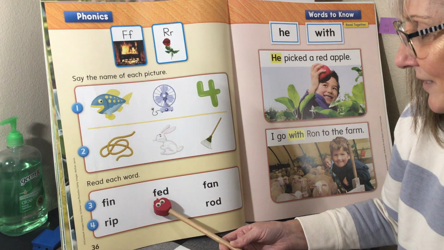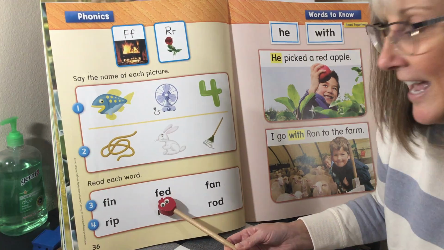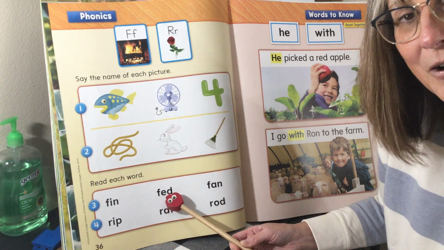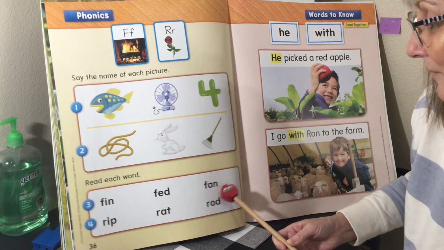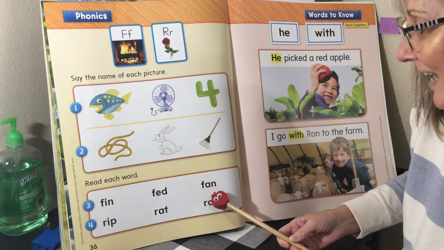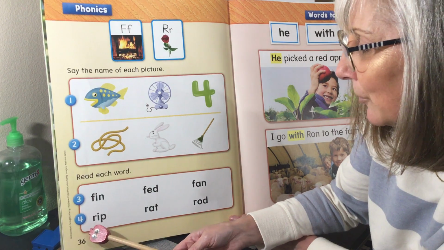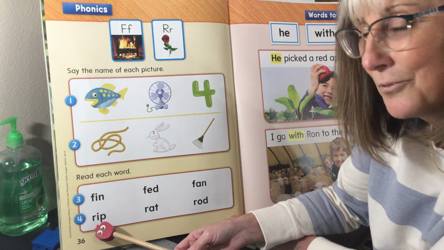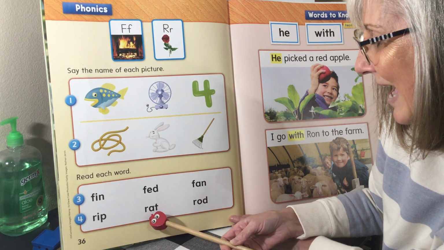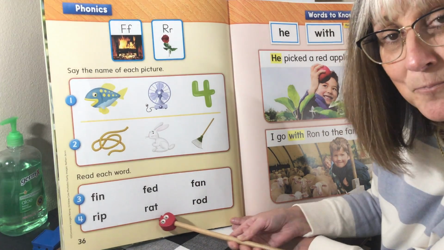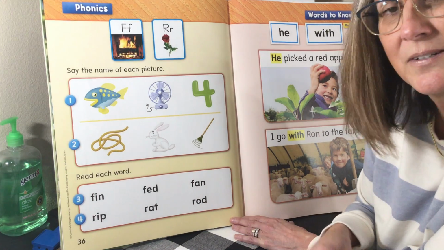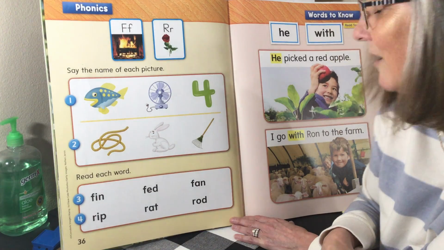Okay, let's do this, all the sounds. So we have ed, fed. And fed is one of our word families, right? The ed word family. And then this is an, fan. And then we have ip, rip. And we know what happens if something gets ripped. And then at, rat. And then we have odd, rod. And a rod is kind of like a stick, a fishing rod.